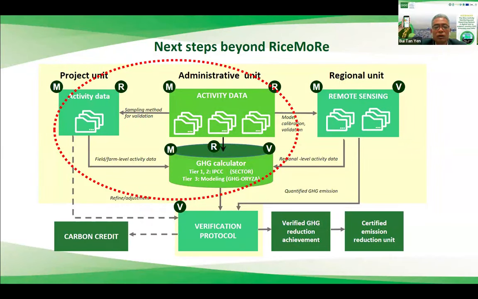We are also working on tier 3 modeling of the GHG emission from the rice field. In the coming year, we expect early 2027, we will have the model ready and can be connected to the RiceMoRe system. So the user just selects tier 1, tier 2, or tier 3. Then the value of GHG quantification is automatically calculated and returned to the system.